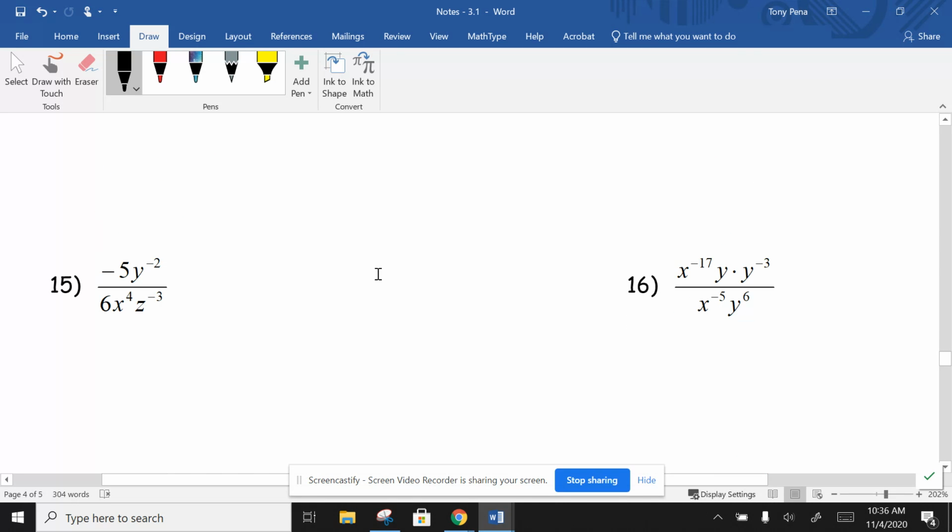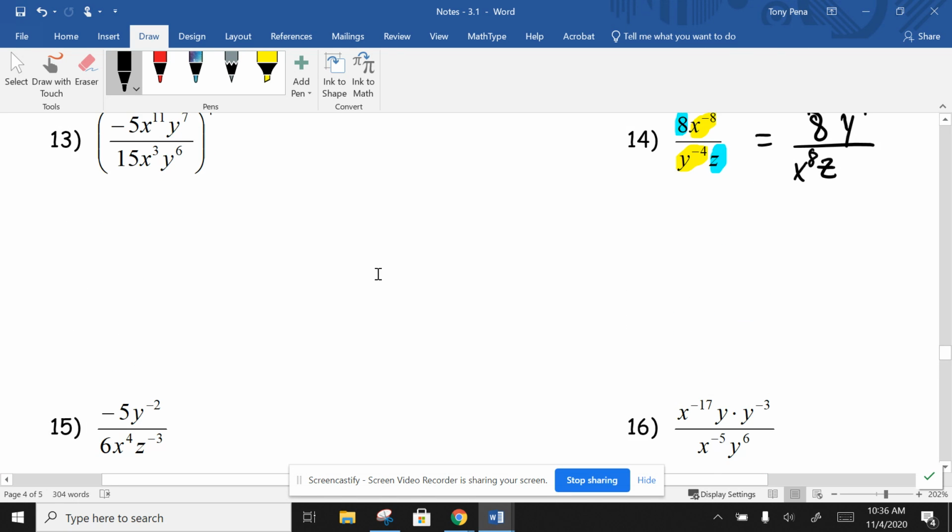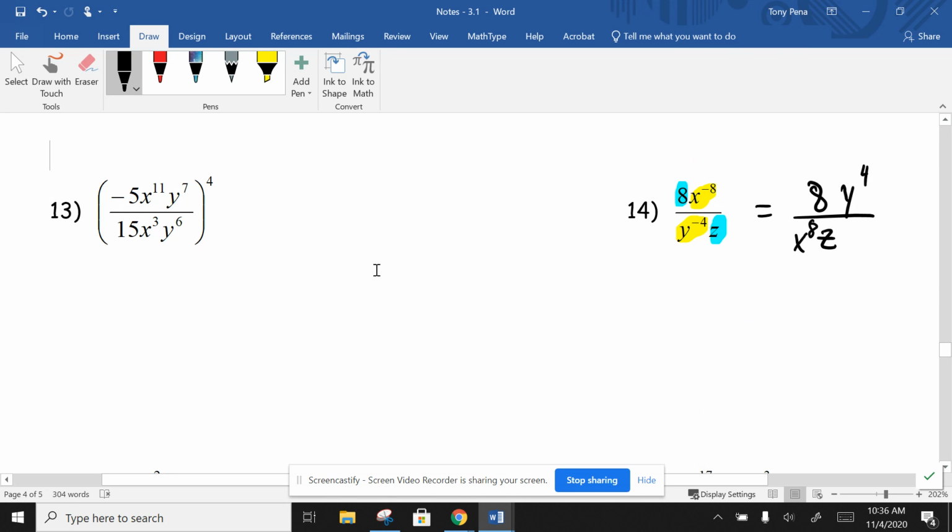Okay, let's try to get 13 done, because the rest I think we're good from there. So here's what we want to do in 13. Notice how we have this big parentheses, kind of like your old order of operations. What I want you to do real quick is, let's pretend the 4 isn't there, so don't cross that out on yours. Just tell me what the inside would become. So simplify the inside.